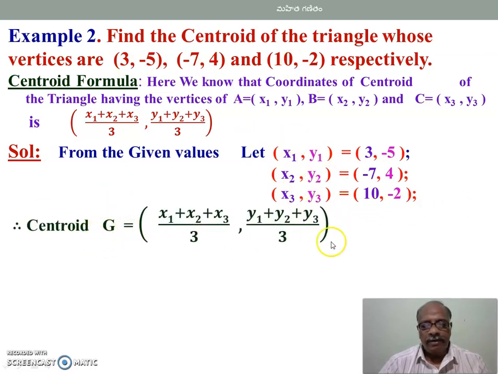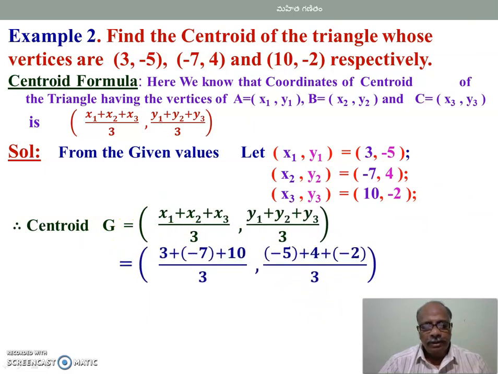Write the centroid formula. Substitute x values and y values in this formula. What are the x values? x1 is 3, x2 is minus 7, x3 is 10. So 3 plus minus 7 plus 10 by 3. Similarly, y values, y1 minus 5, y2 4, y3 minus 2.